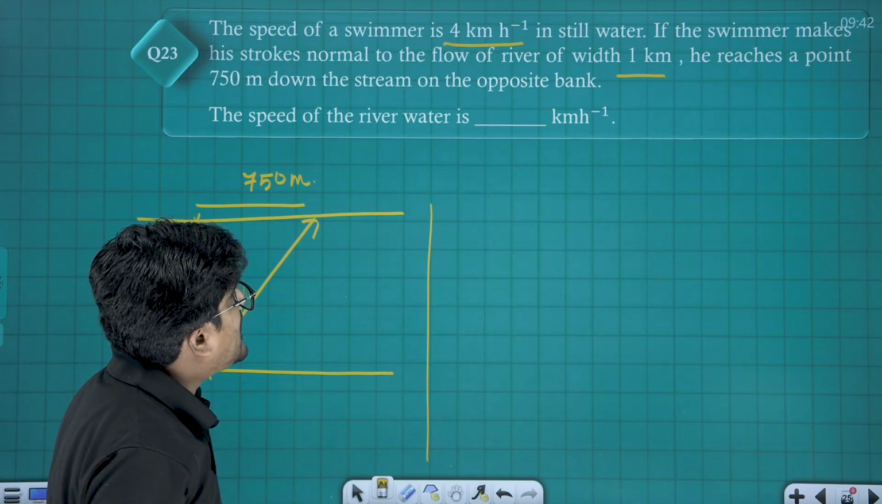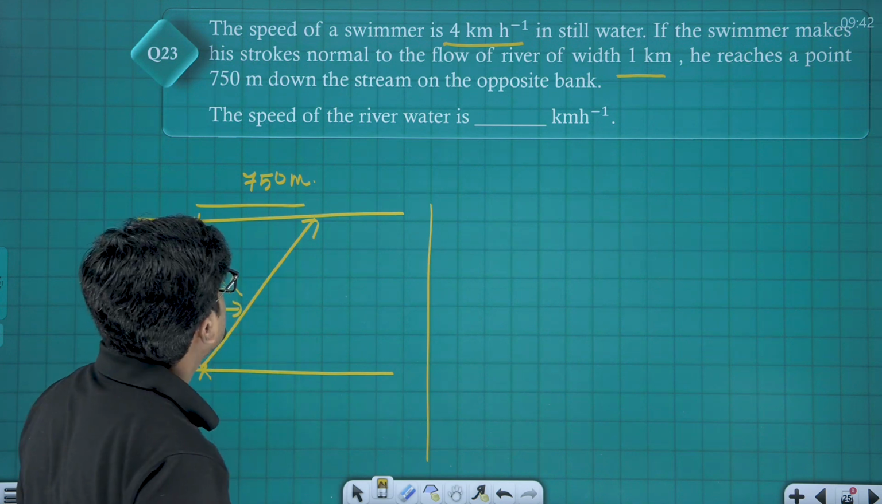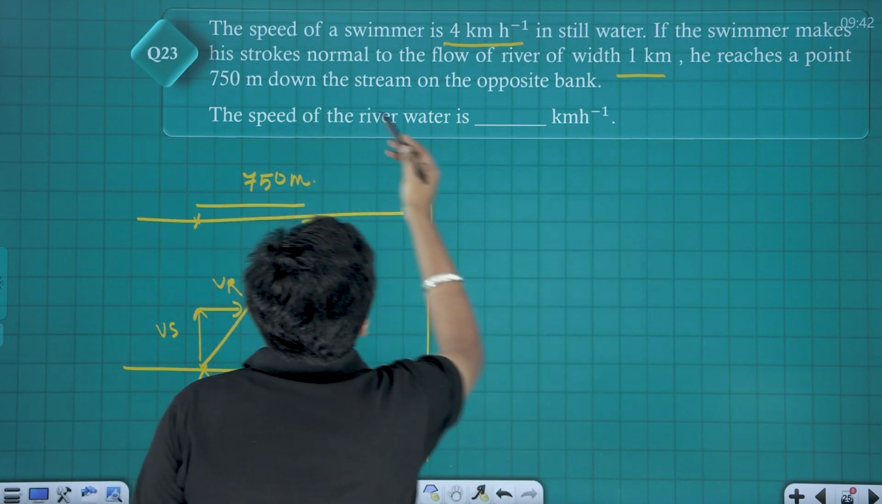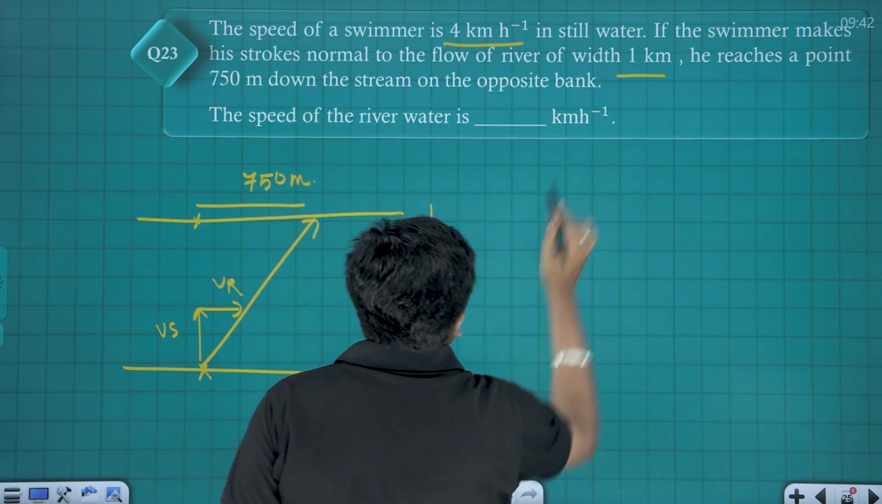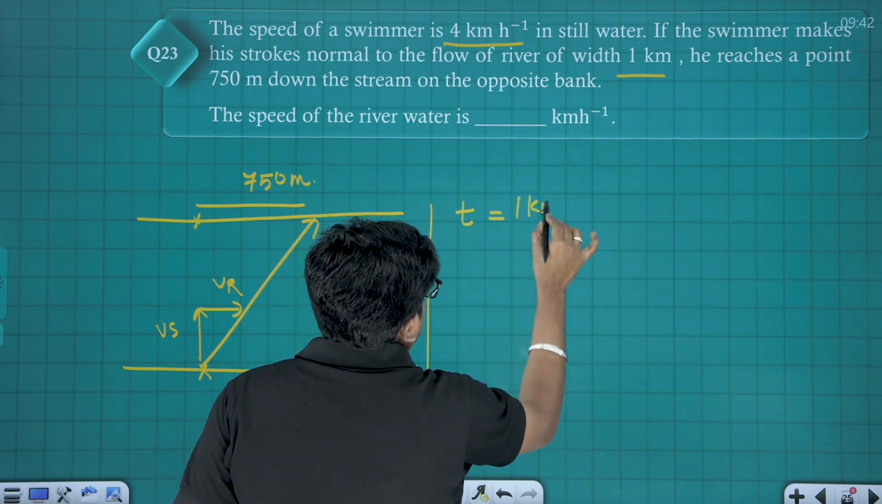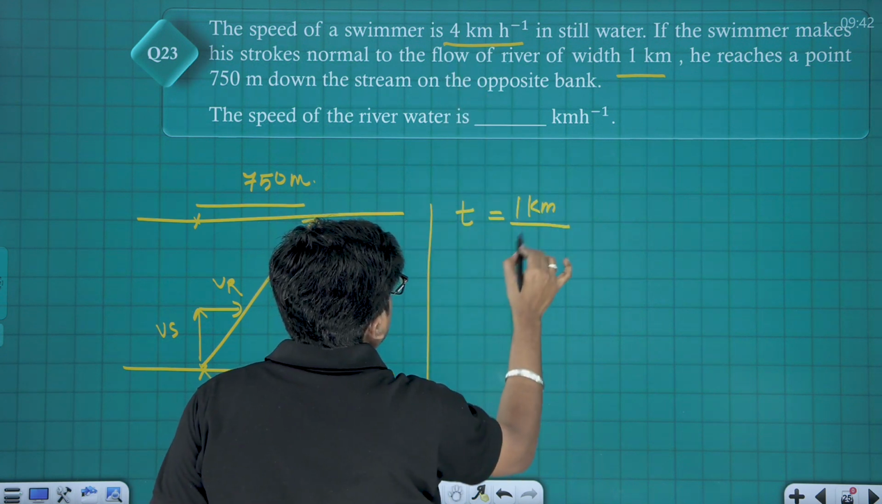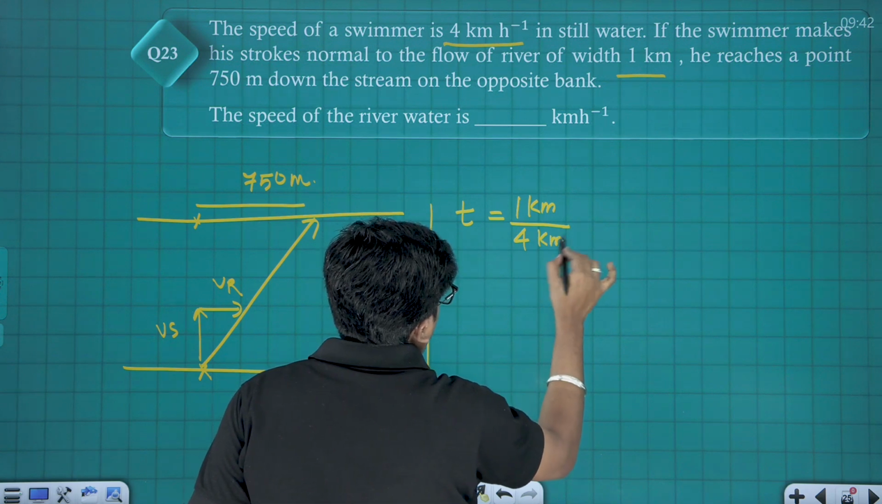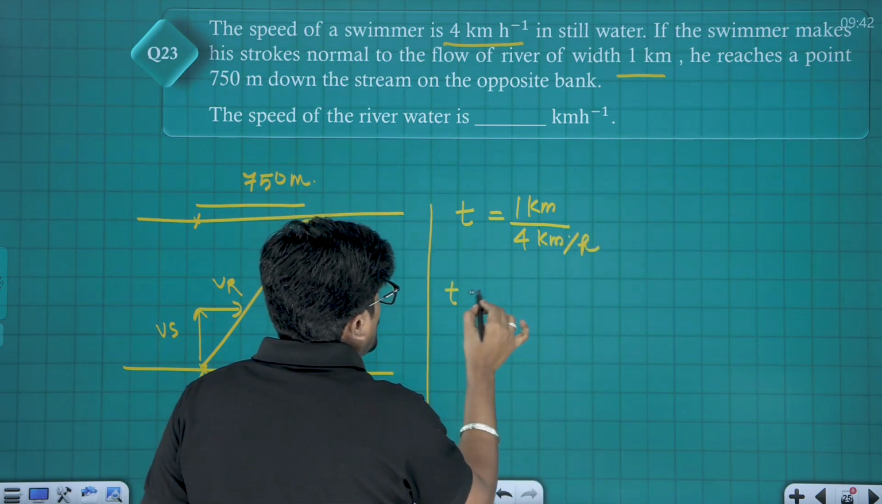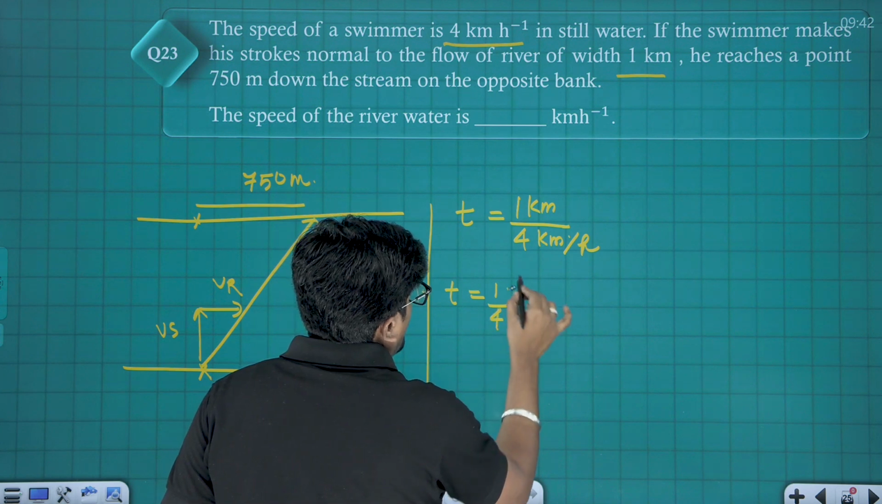Now the time taken to cross the river, that is definitely going to be, the width of the river is given as 1 kilometer. So time taken to cross the river is 1 kilometer upon the swimmer speed, which is 4 kilometer per hour. So the time taken is going to be 1 upon 4 hours.